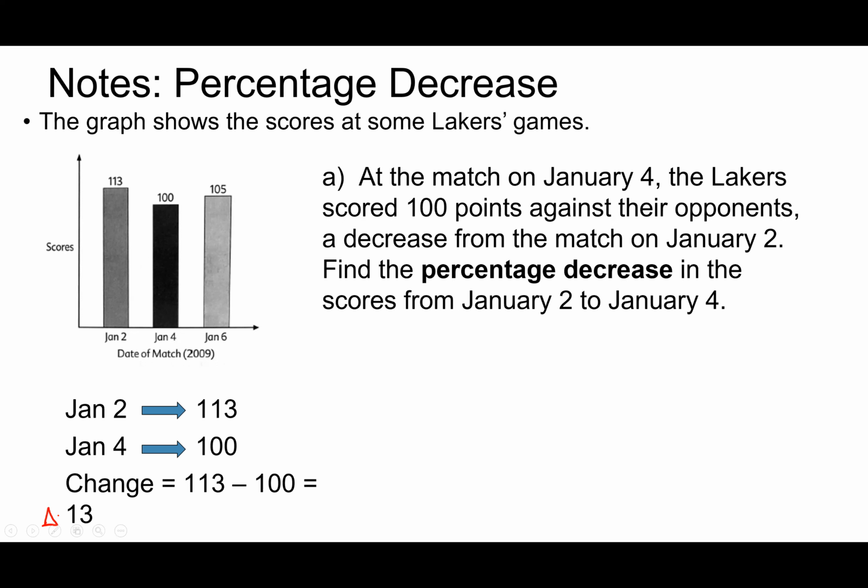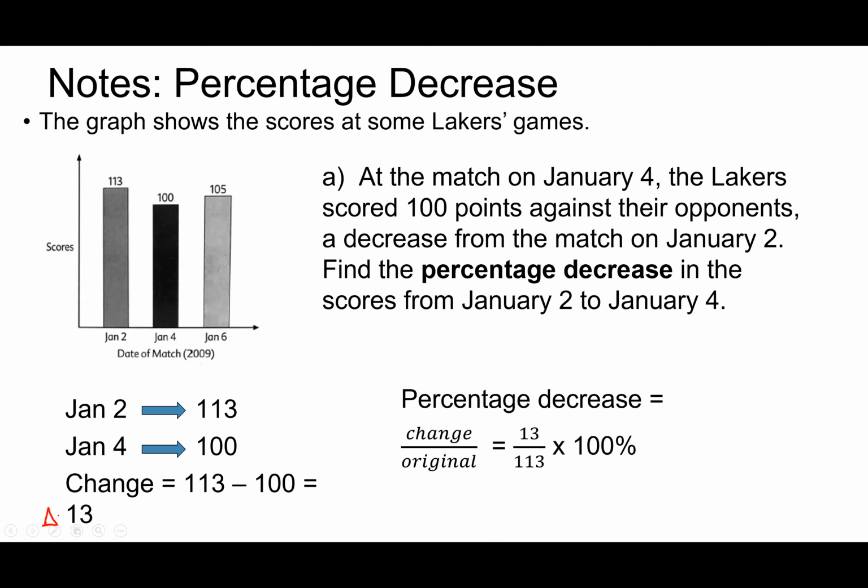What's our original? We're comparing to January 4th. What is the original? Michael? Yes, I'm sorry, we were comparing to January 2nd. Yes, the original was January 2nd, my bad. So we're gonna put 113, or I'm sorry, 13, oh my goodness. Over 113 times 100 over 1.